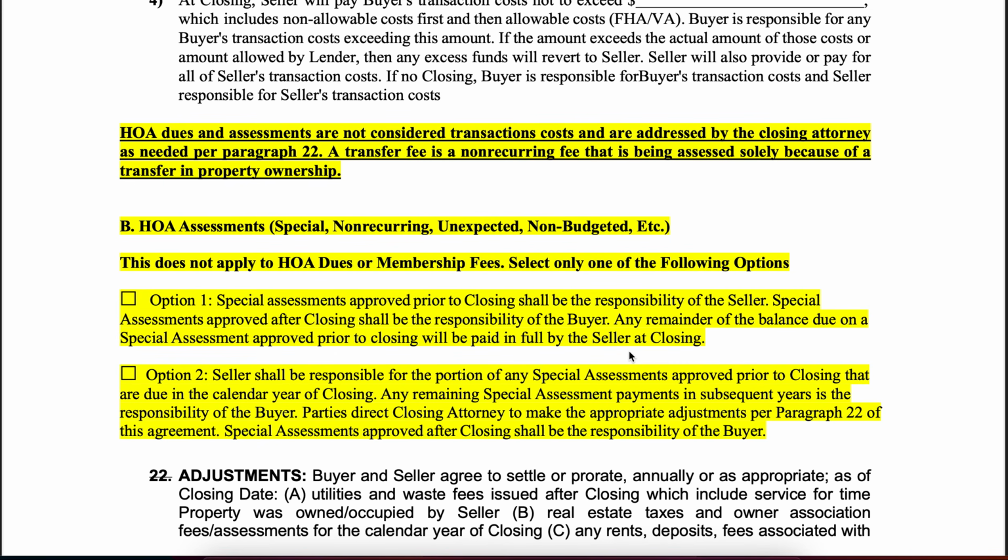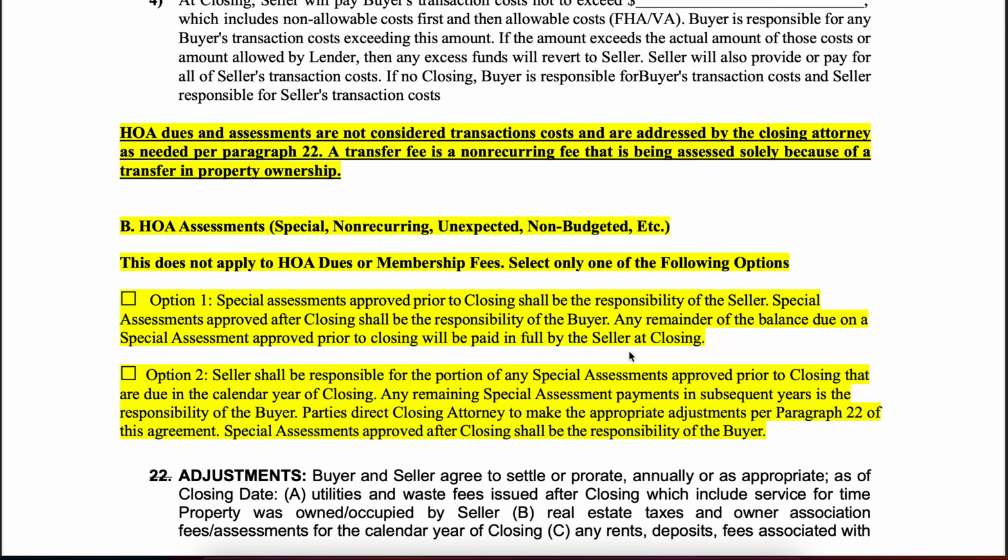The first option is, hey, any special assessments approved prior to closing are the responsibility of the seller. Any approved after closing are the responsibility of the buyer. Any balance that's left on a special assessment approved prior to closing is going to be paid by the seller at closing. Essentially, whoever owns the property at the time the special assessment is approved is the one who should be responsible for it because they're the ones who voted for it or voted for the board. So that's option 1.